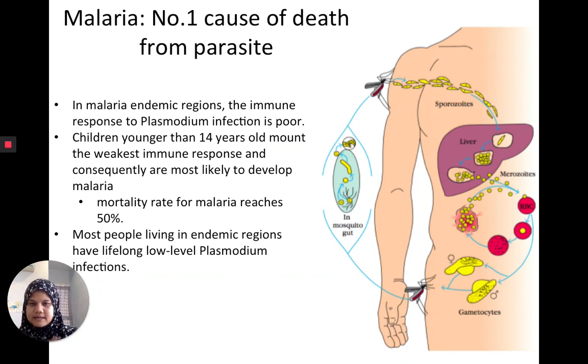People will be getting infected at a certain level, and unfortunately, with malaria, children will develop a very poor response to malaria, and so the mortality can reach as high as 50%. So 1 in every 2 kids that get malaria can possibly die from it. But people living in the areas that have malaria often have a lifelong low-level plasmodium infection that they're able to manage somehow.